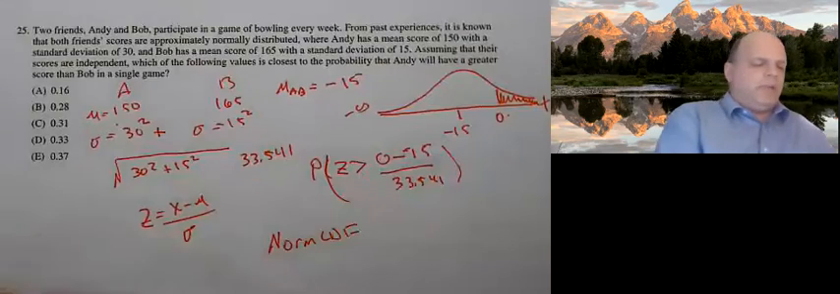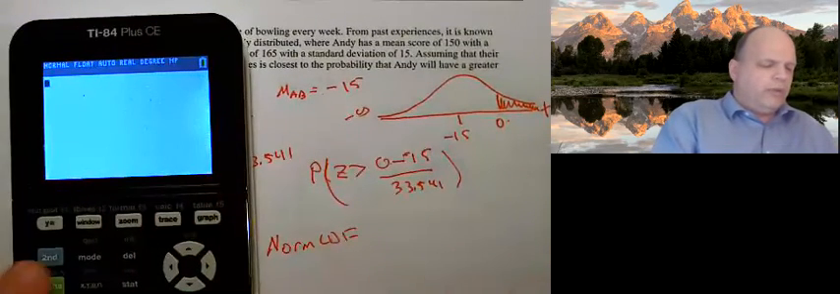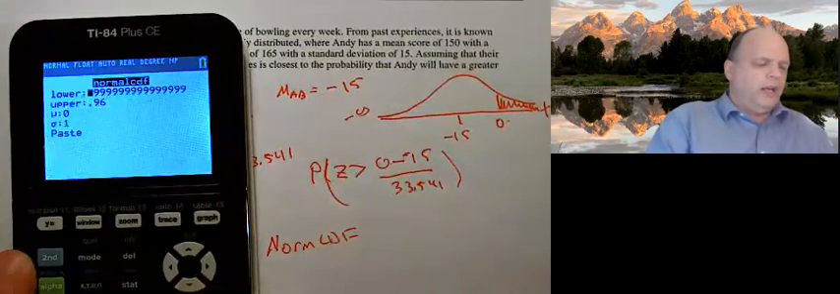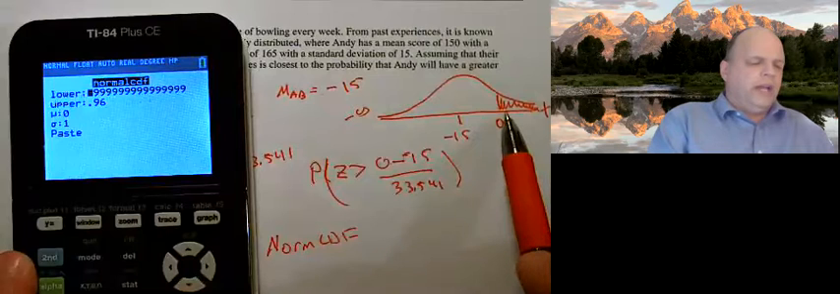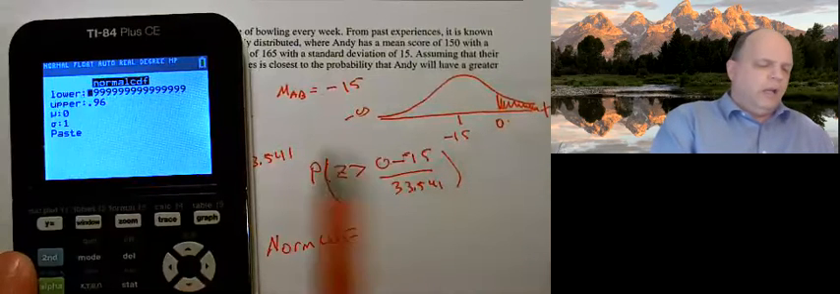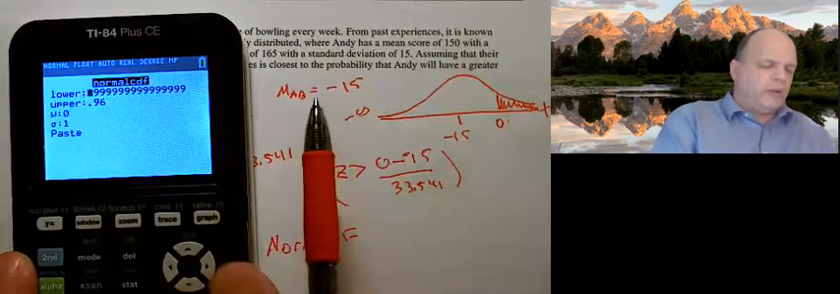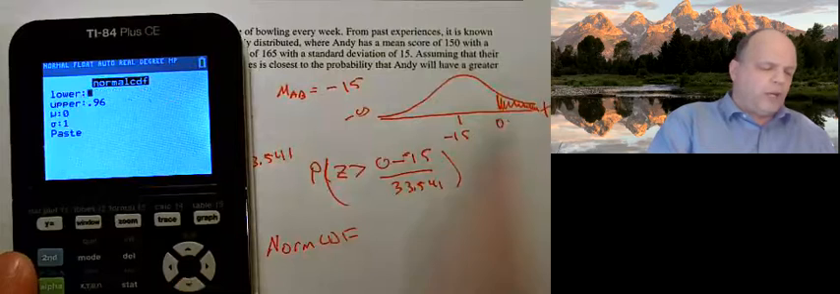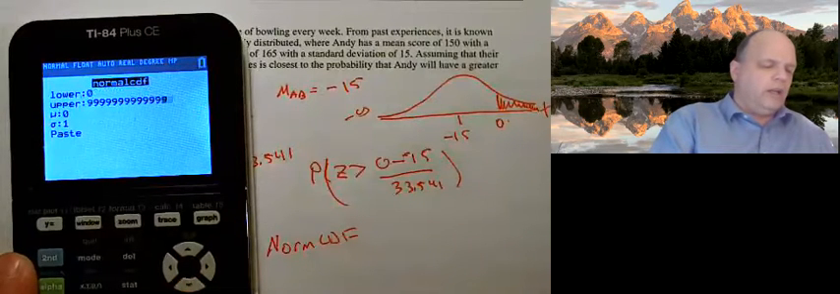And if I do that, I'm going to just go second vars, normalcdf, lower bound, negative 99999. Excuse me, that's not correct. My lower bound, my lower shaded part, is 0. My upper bound is going to go to positive infinity. Not that you can win by that much.